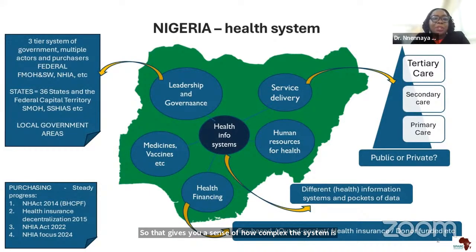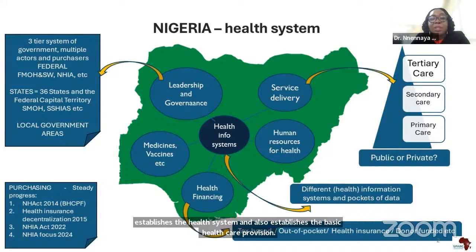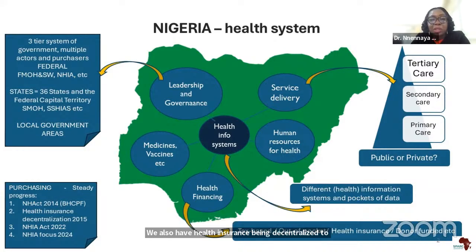Nevertheless, there have been a lot of gains in the healthcare financing space. For instance, the National Health Act of 2014 establishes the health system and also establishes the Basic Healthcare Provision Fund. We also had health insurance decentralized to the subnational levels in 2015, which has made some improvements in resource mobilization. And then we have the National Health Insurance Act of 2022, which transforms the NHIA into a regulator, promoter, and integrator of all health insurance schemes.